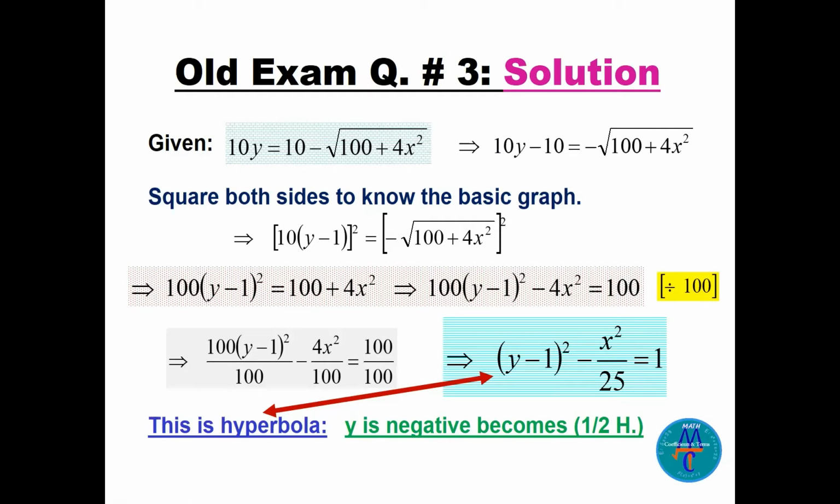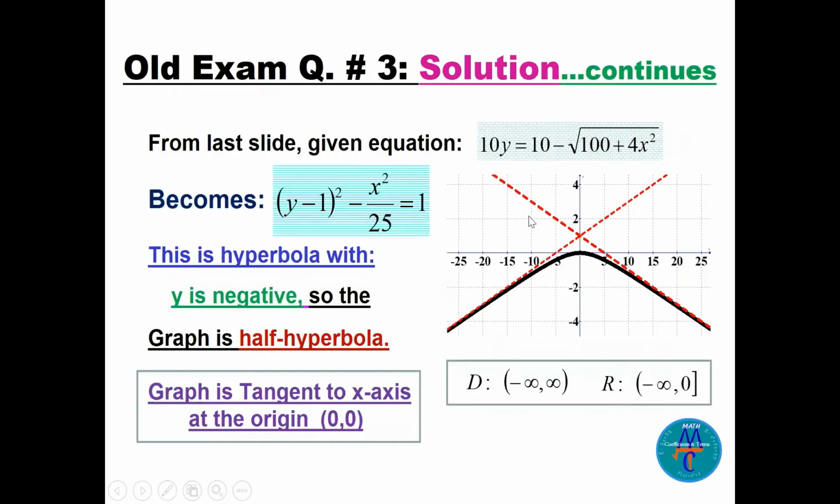Why is it negative? There is a 10 here. There is 100 plus something here, all squared. 100 plus something squared is more than the 10. So 10 minus this will be negative. So I draw the graph. It will be half a hyperbola. The question is where the graph is tangent to the x-axis at the origin.